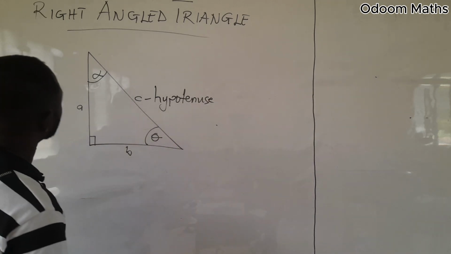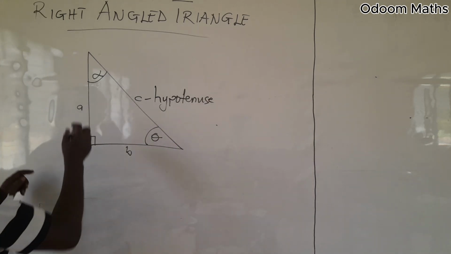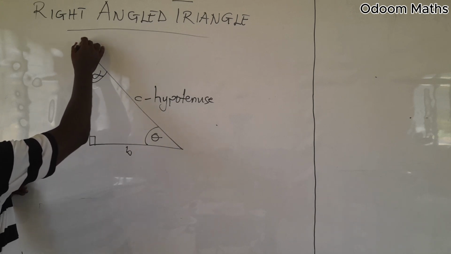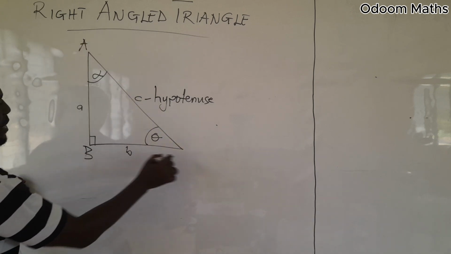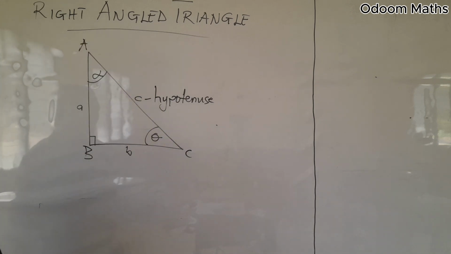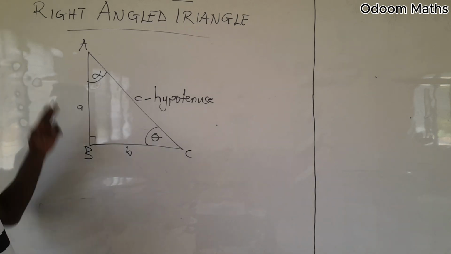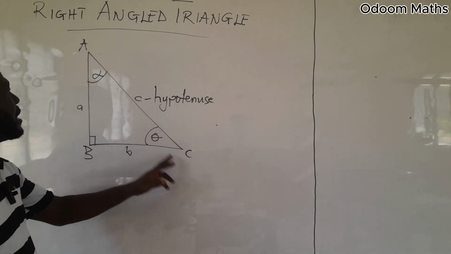Let me also call these points. Let me call them A, B, and then C. So we can make reference to line AB, line BC, and line AC.